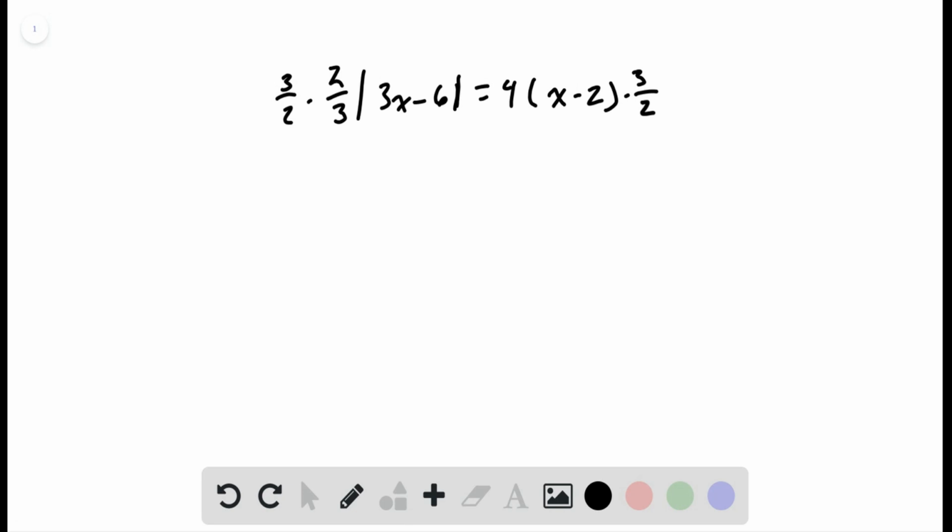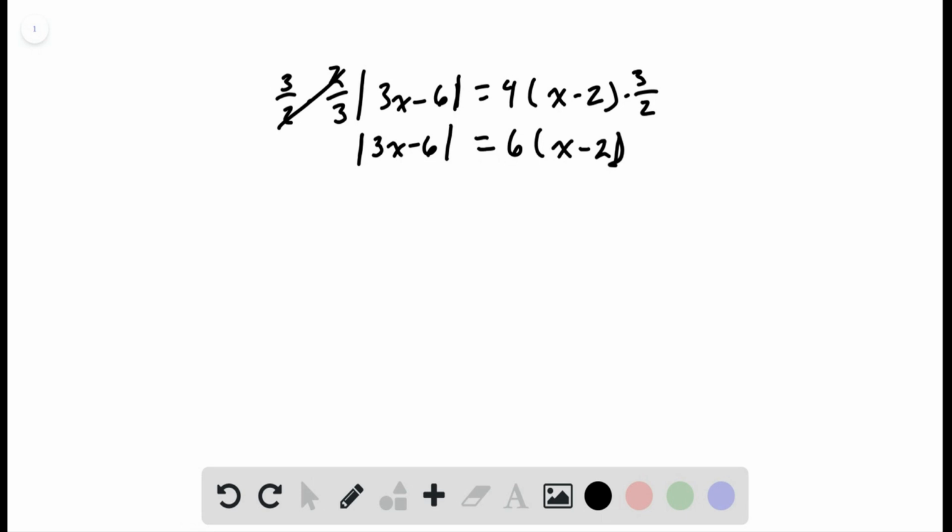And 3/2 times 2/3 is just 1, so this will cancel out, and on the left side we'll have the absolute value of 3x minus 6. And on the right side, we can simplify these terms by multiplying 4 times 3/2, which is 12/2, which is the same as just 6. So then we end up with the equation of the absolute value of 3x minus 6 is equal to 6 times the quantity of x minus 2.